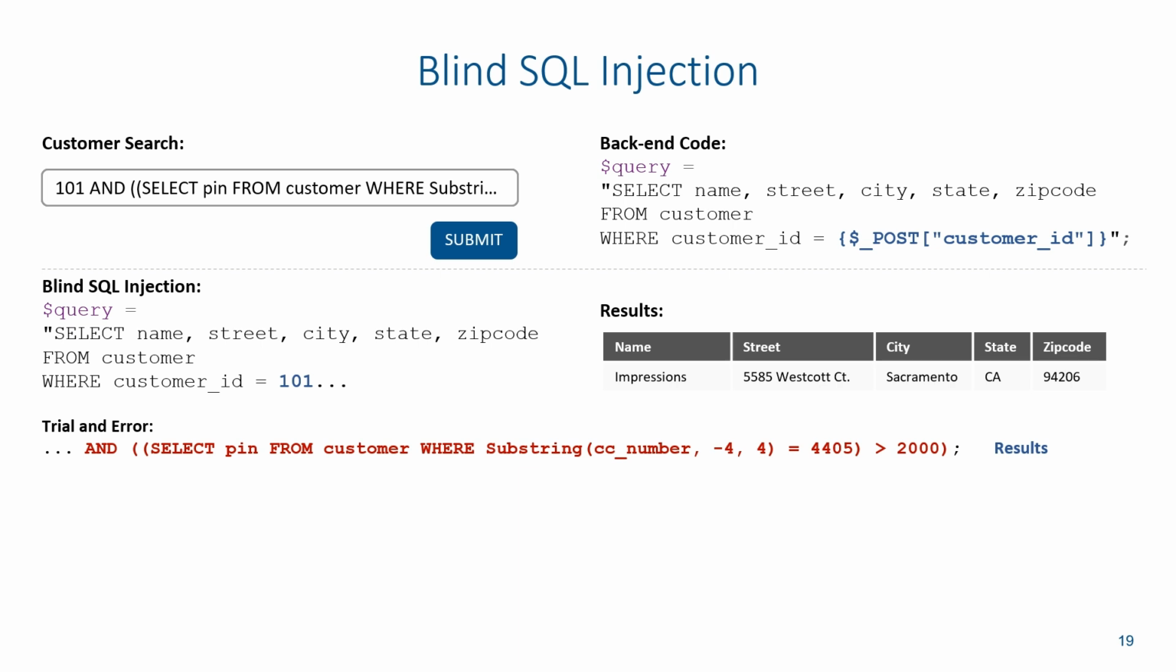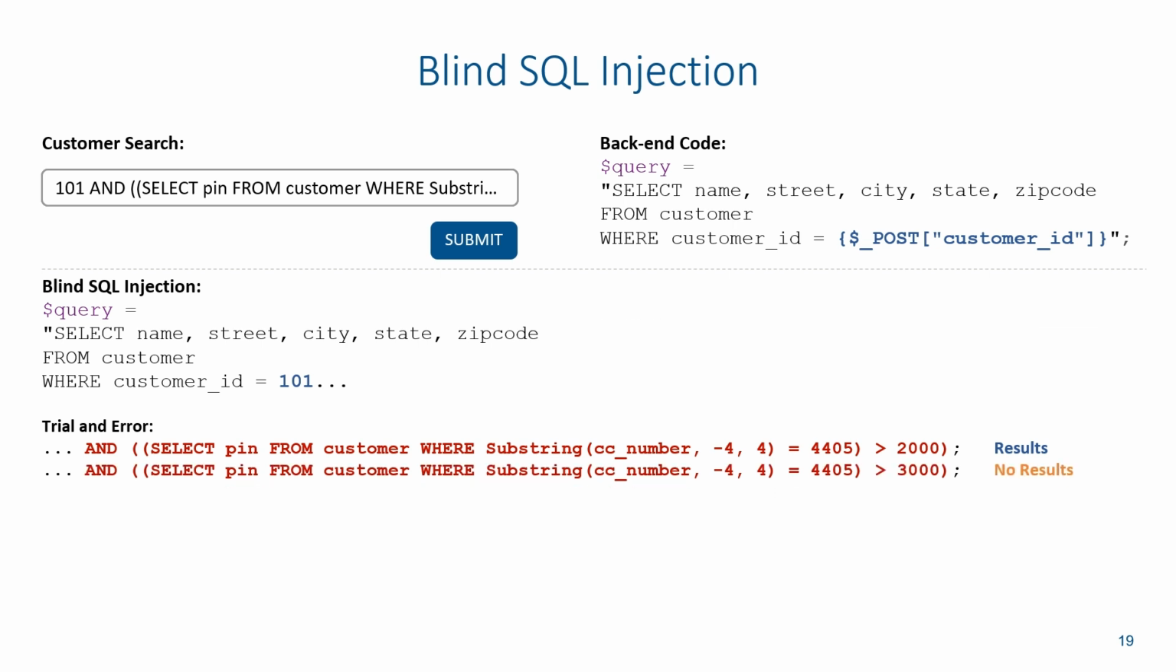Let's say, for example, I knew the customer's last 4 digits, and it's going to compare this against those 4 digits that I know. Then it will grab the pin if the last 4 digits match the credit card number of the customer. And if that pin is greater than 2000, it's going to return results. Then I can run this query again, but this time I'm going to check to see if the pin is greater than 3000.